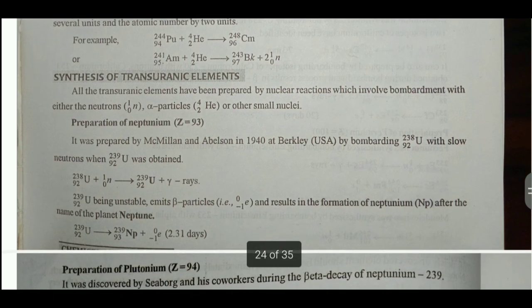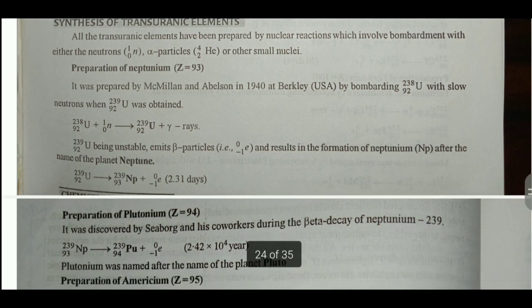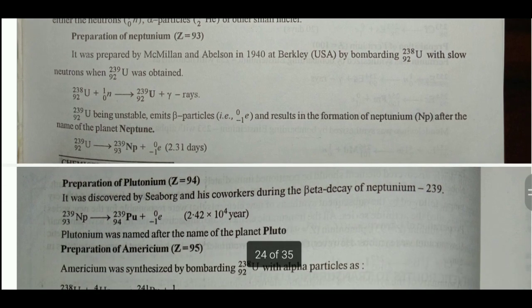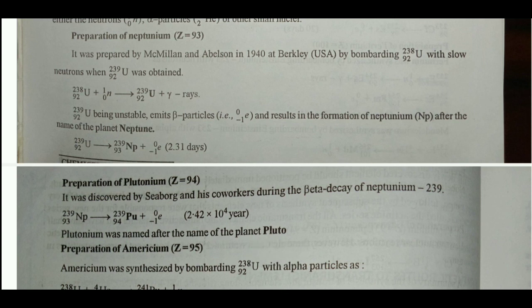Synthesis of transuranic elements. All the transuranic elements have been prepared by nuclear reactions which involve bombardment of either neutrons, alpha particles or other small nuclei. Preparation of neptunium. It was prepared by McMillan and Abelson in 1940 at Berkeley, USA by bombarding uranium with slow neutrons when U-239 was obtained.